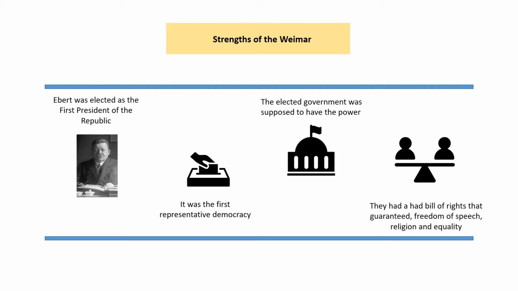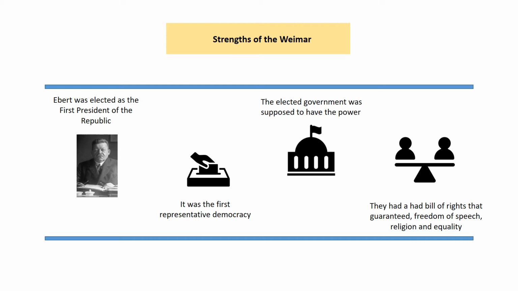And what they want to put in place is the first representative democracy. So they want people, and all people, to have a say in how the country is run. So people over the age of 20 will get a vote in how Germany's run. And that hasn't happened before. And the government is supposed to have the power. The elected government is supposed to have the power.